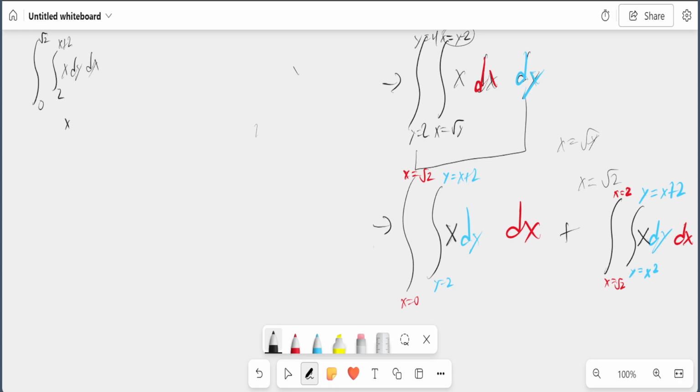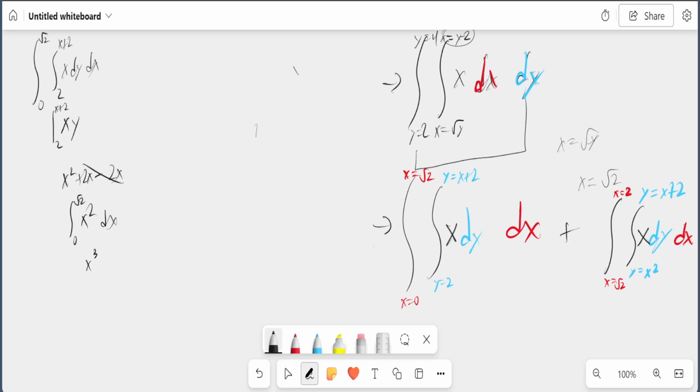So that's x squared over 2 from x plus 2 to 2, so that's x plus 2 squared. Oh wait, no it isn't. Yeah, that's a fatal error, because we're integrating with respect to y, so x is treated like a constant, so it's xy. So it's x squared plus 2x minus 2x. So that cancels out. So it's x squared dx from 0 to root 2.